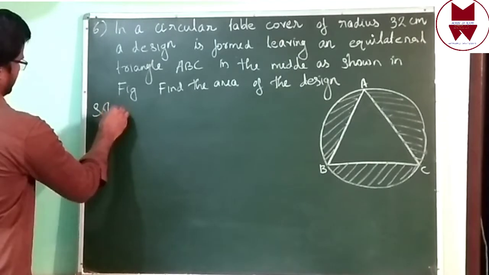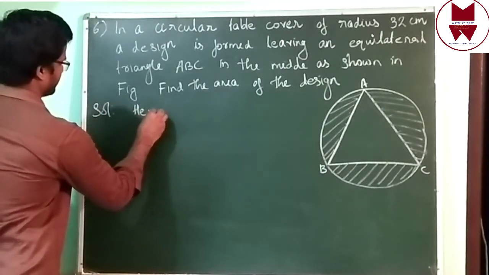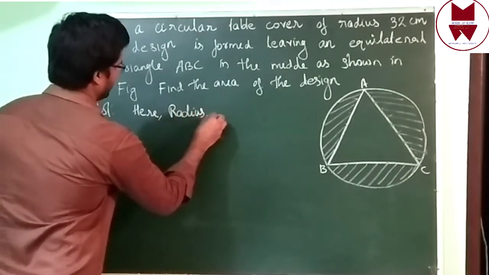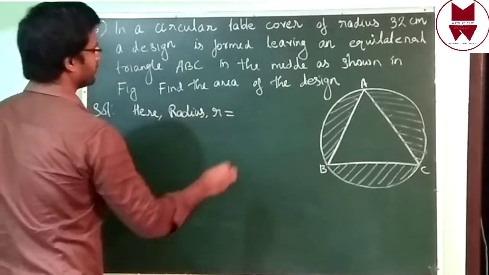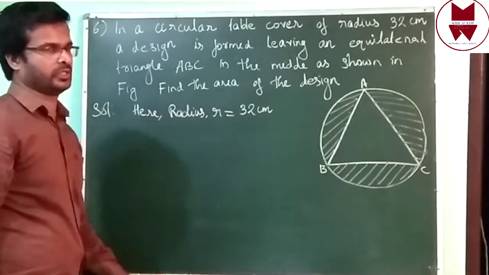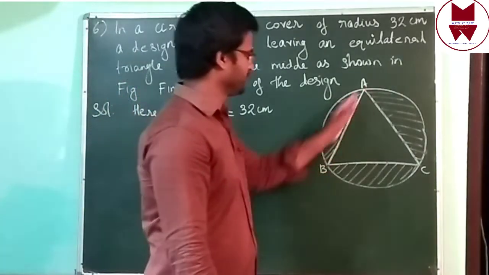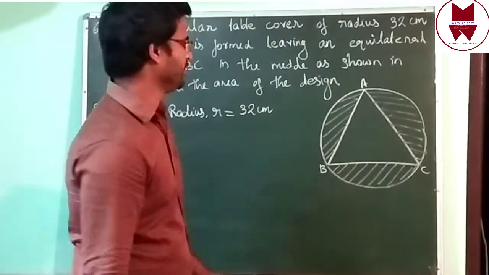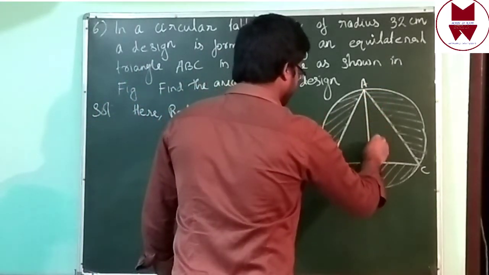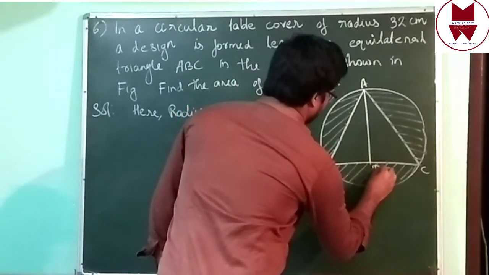We can see the solution here. The radius of the circle is given: radius r equals 32 centimeters. Only the radius is given. We have to find the side of the equilateral triangle. For that, draw one median and name it D.